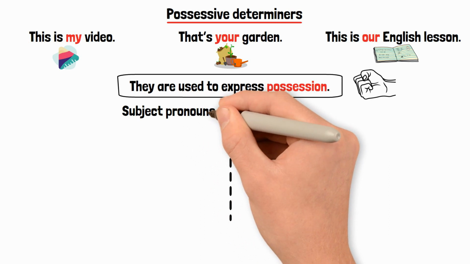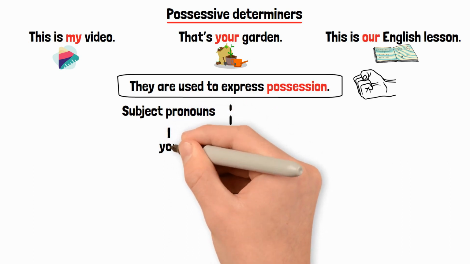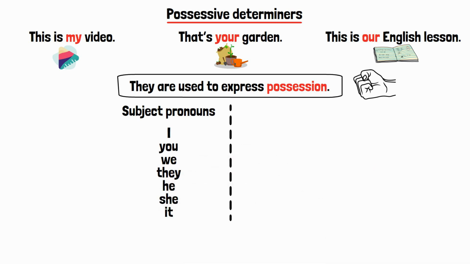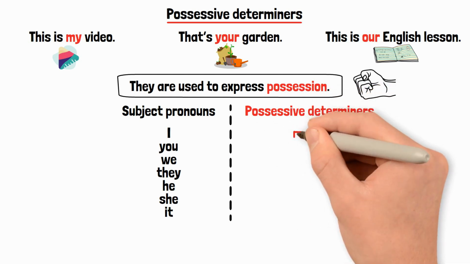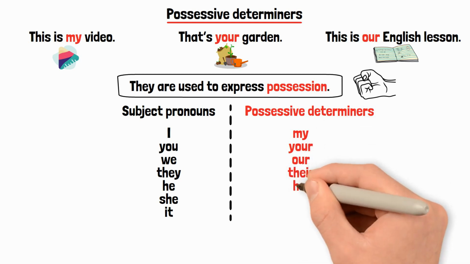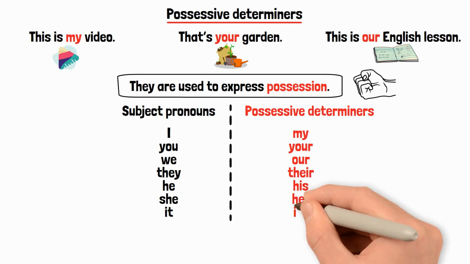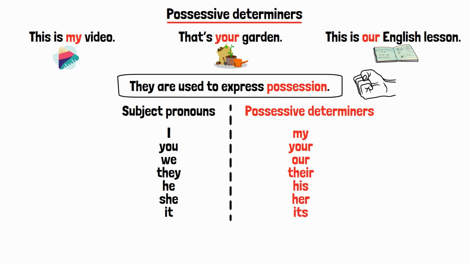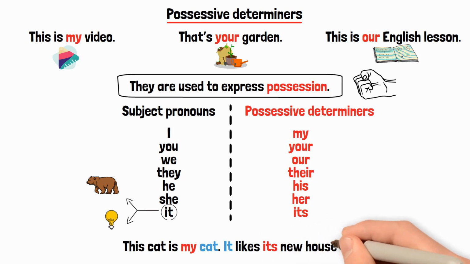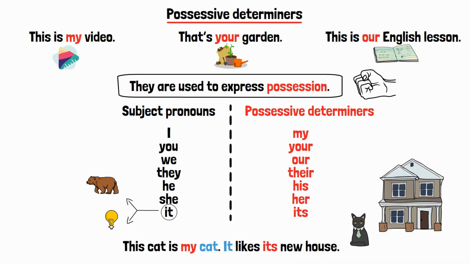On the left, you have subject pronouns: I, you, we, they, he, she, it. And on the right, we have possessive determiners: my, your, our, their, his, her, and its. Remember that we use the subject pronoun it to refer to animals and objects. This cat is my cat. It likes its new house.